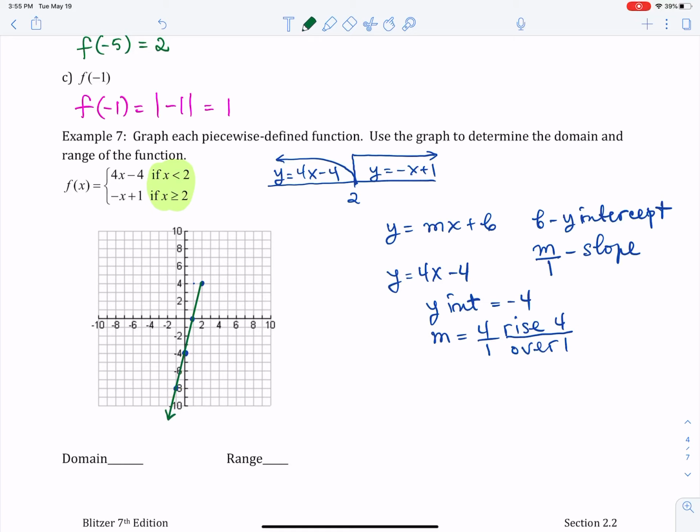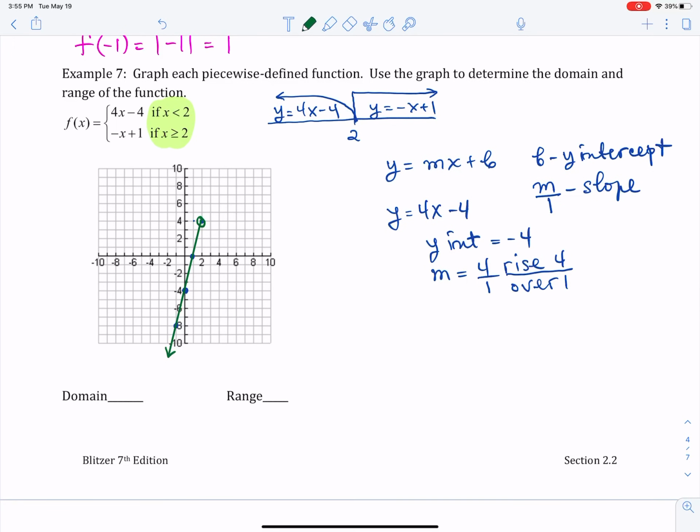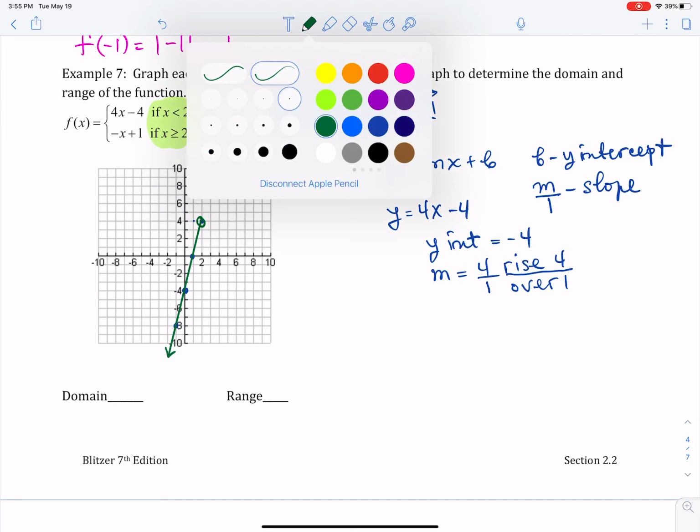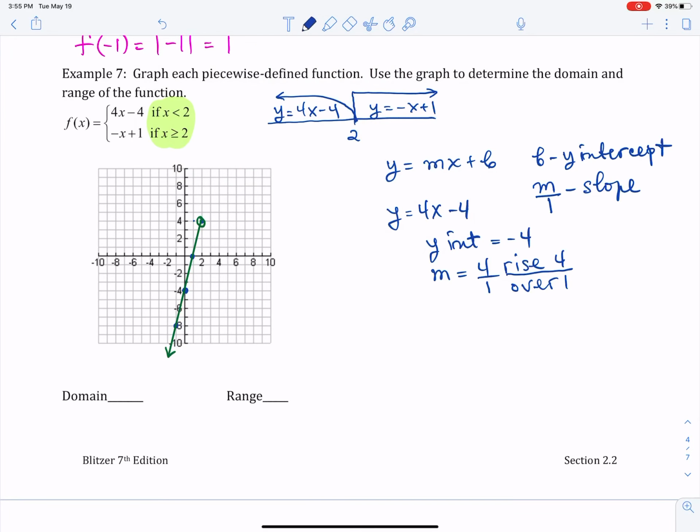Notice that I stopped at 2 because this graph doesn't work past 2. Furthermore, 2 itself is not included, so I'm going to have an empty dot at that place to show that 2 is not included in the picture. I can apply the same method for the next graph.